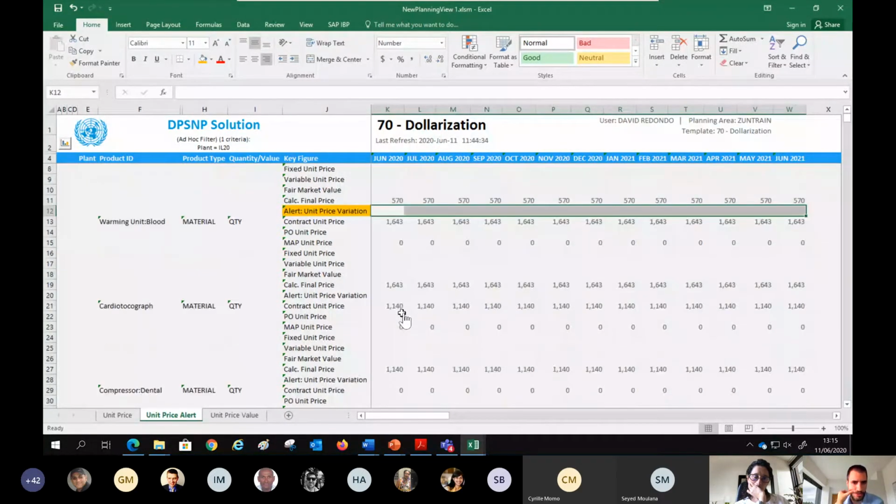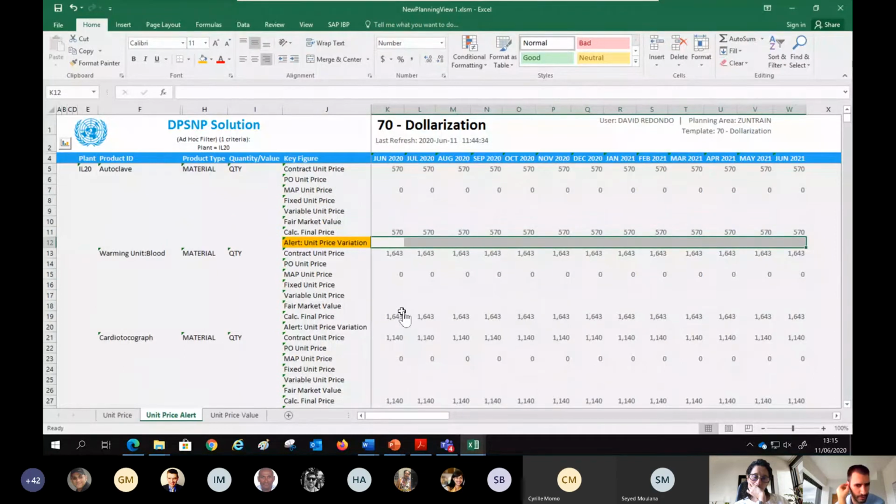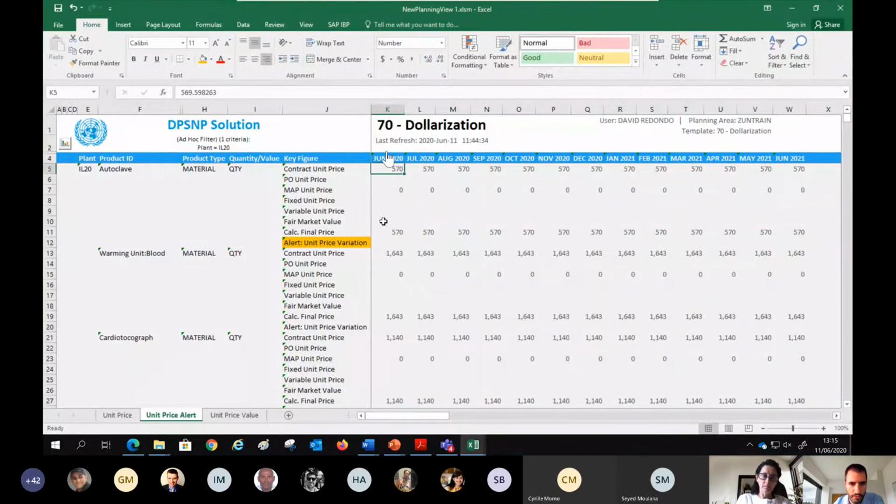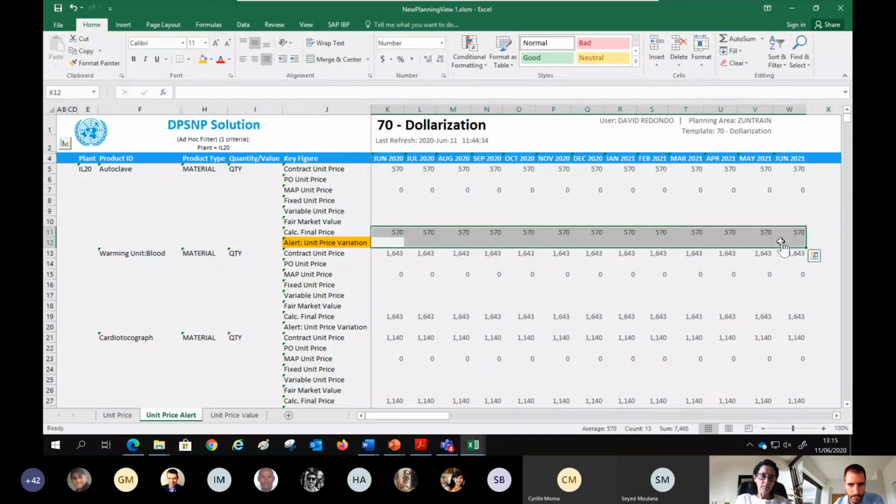I think in the exercise we have better screenshots of this, and we will have it in the second part of the exercises. Actually, Dinesha is confirming that it's 25%. So if the variation between two different prices for the product is more than 25%, we will have an alert. Okay, is it understood? Is this useful for you?